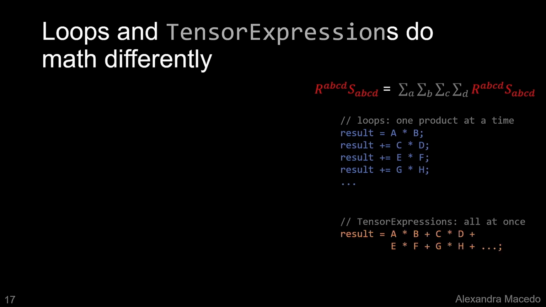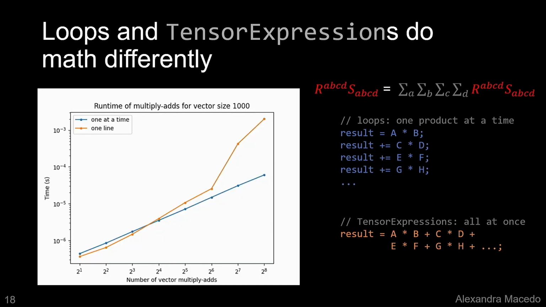Now, tensor expressions does things differently. It computes the equations as one-liners. In this case, it's one massive one-liner of all of those products being summed. When I dug into this, what I found was that if I were to sum only a few products in one line, which is this part of the graph where orange is below the blue, the one-liner was faster than doing one product at a time. However, past a point, the one-liner was a lot slower. So when you get to 2 to the 8, 256 products being summed in one line, that one-liner was 100 times slower than just doing them one at a time, which is a big difference.